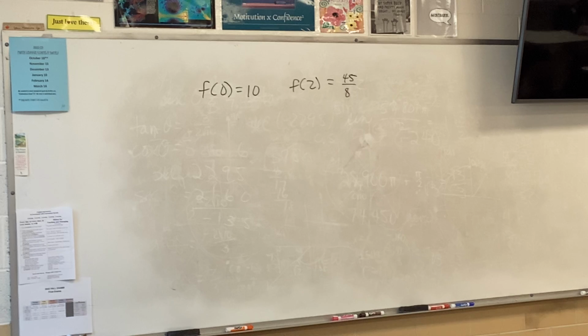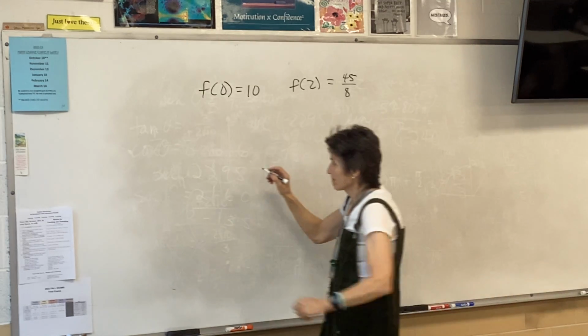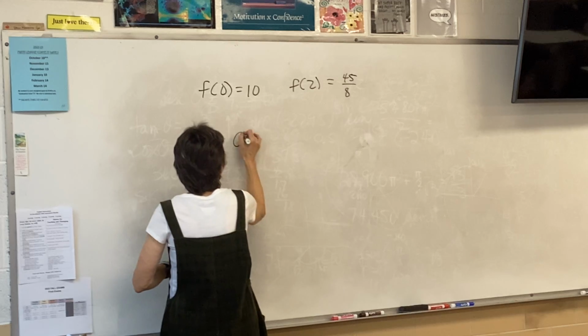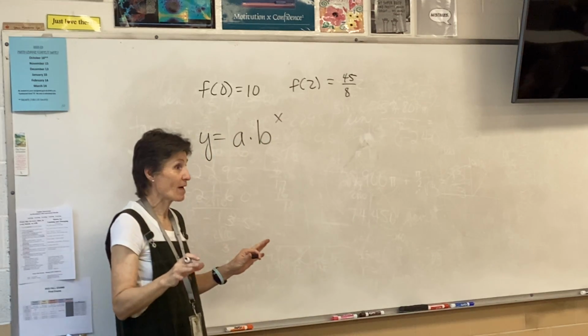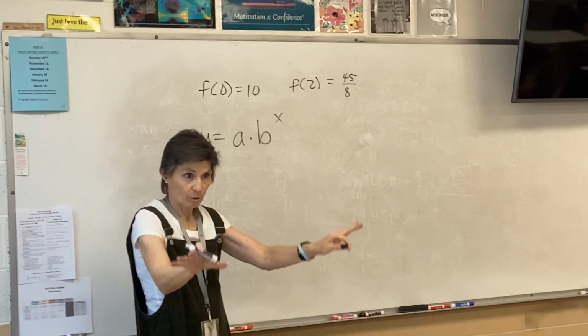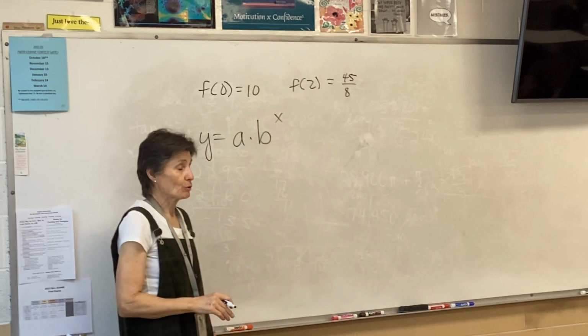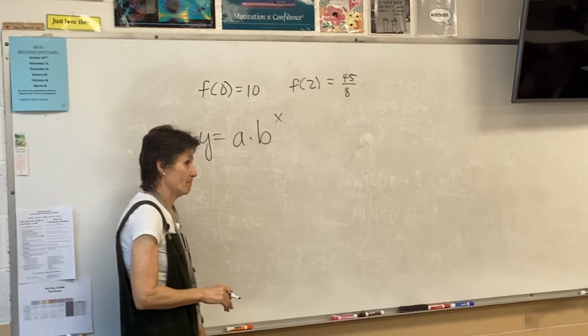Well, yeah, I gave you the 2 points. So what is our equation going to look like? Y equals A times B to the X. That's an exponential, so we have to remember that, because that's what we're shooting for now. So your job is to find the A and the B.